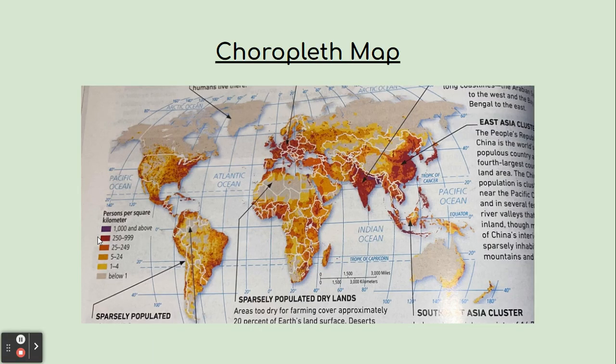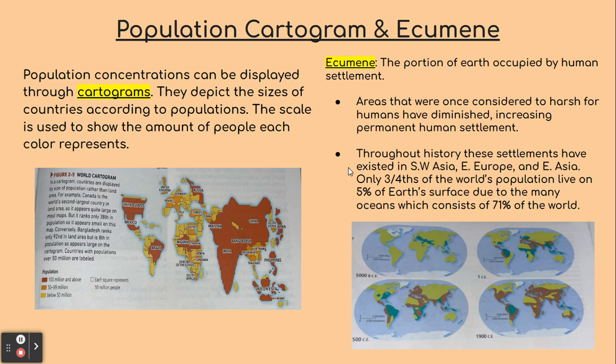Choropleth map. This map demonstrates the areas that are heavily concentrated, which is seen in India and eastern China as the dark red countries, and the areas that are sparse are the gray colored countries. Population cartogram and ecumeny. Population concentrations can be displayed through cartograms. They depict the sizes of countries according to populations. The scale is used to show the amount of people each color represents.